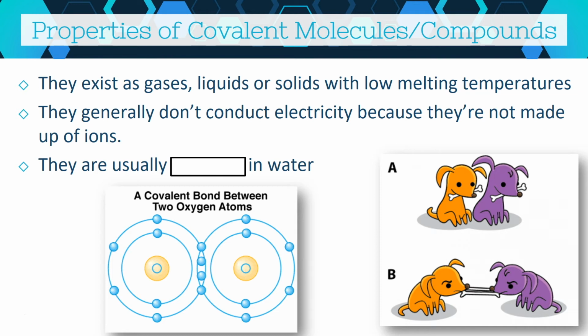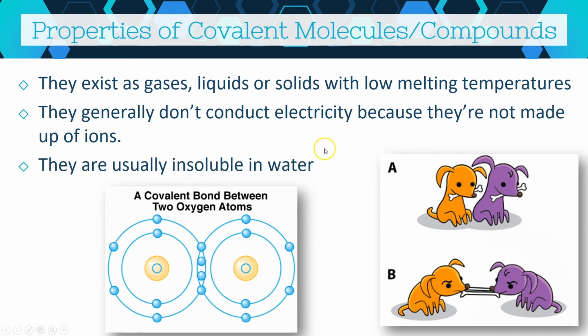And once those ions are doing that and they're separated, they're able to move around in that water and they're able to conduct electricity. But covalent molecules aren't able to do that. They can't conduct electricity because they don't have any free moving charged particles. This is really important for when we talk about metallic bonding, so just keep that in mind.